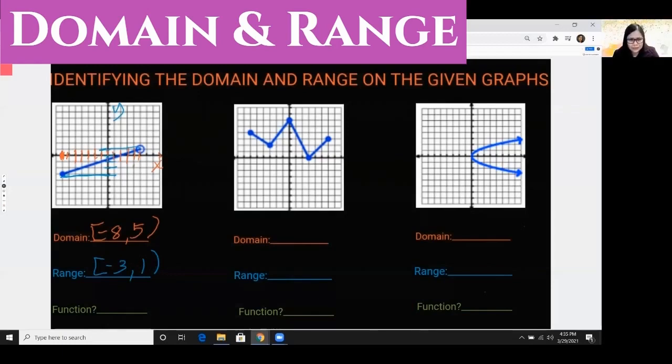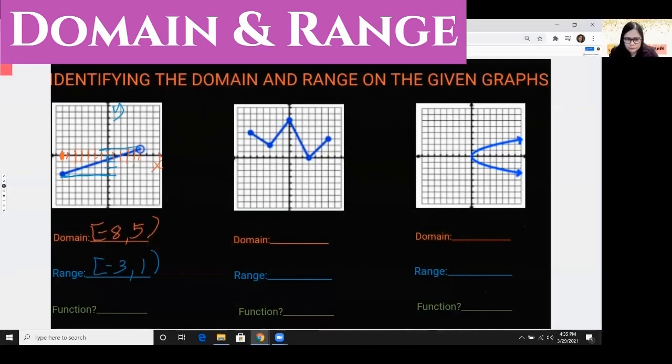You may also write your range as y is greater than or equal to -3 and less than +1. Those are the values of the range. Okay. Next one, we're going to identify if the given graph is a function or not. Okay, very easy.